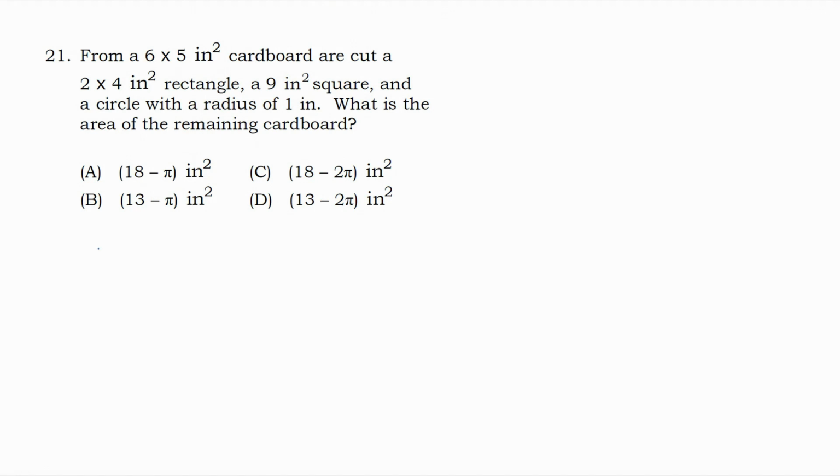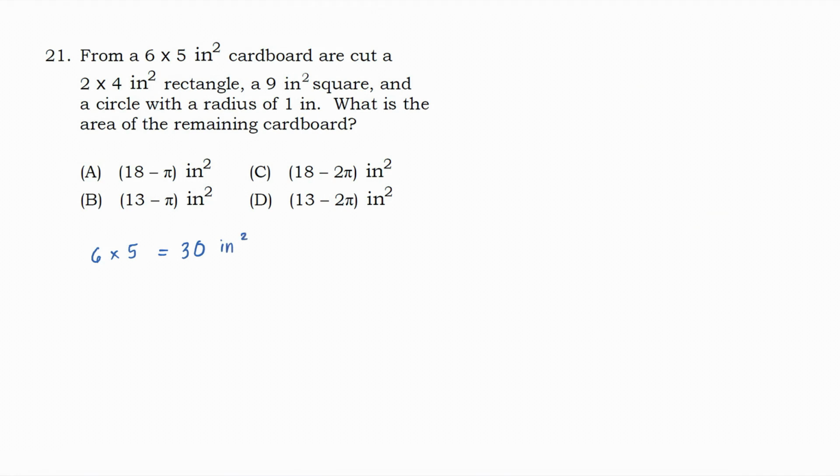Number 21. From a 6 by 5 inches squared cardboard are cut a 2 by 4 inches squared rectangle, a 9 inches square, and a circle with a radius of 1 inch. What is the area of the remaining cardboard? For this one, given naman tayo nung total na kung gaano kalaki yung cardboard. So 6 by 5 daw. So 6 by 5 is equal to 30 inches squared.